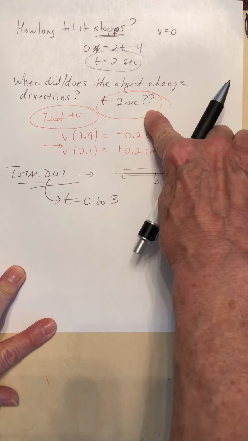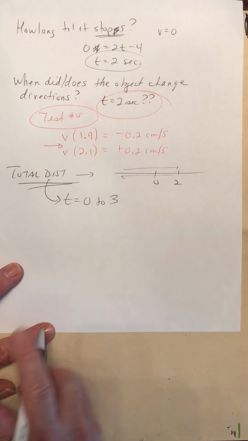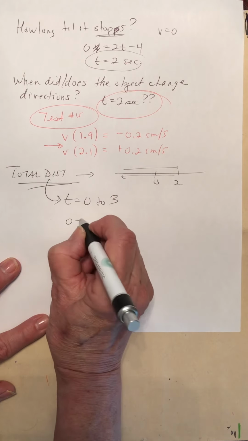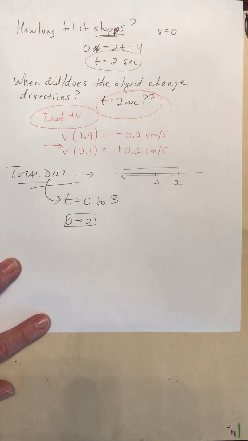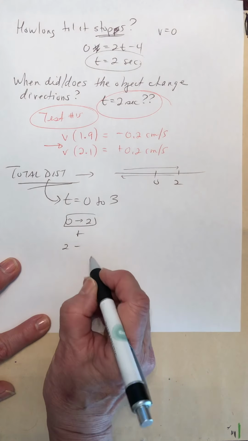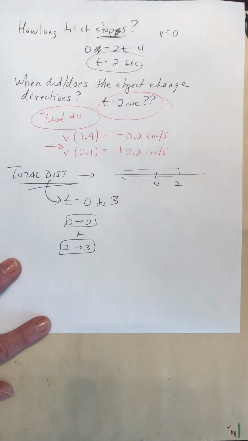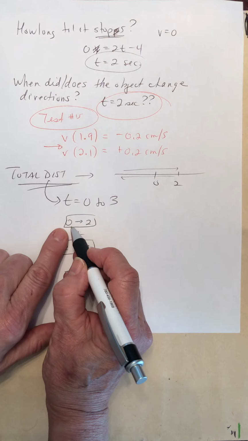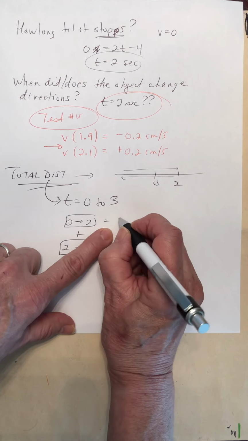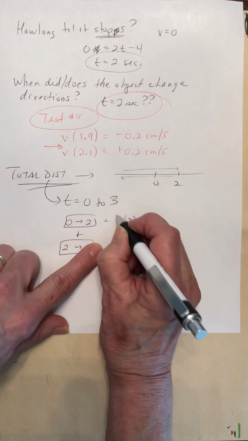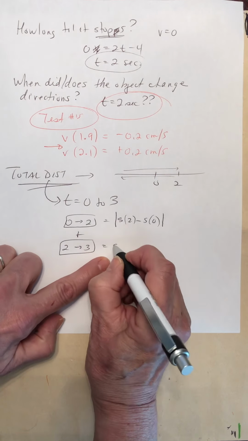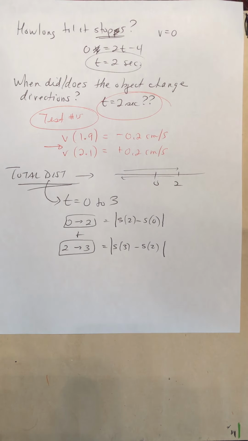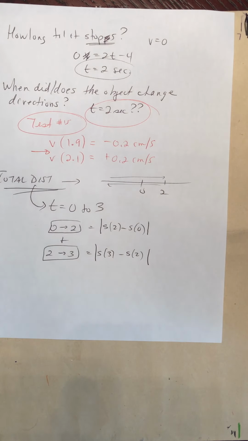Well, I've done some preliminary work. I know I stopped at 2 seconds. So I need to break this down. What was the distance that I went from 0 to 2 seconds? I'll make that absolute value. I'll add what distance I went after the stop. So from 0 seconds to 2 seconds, that's my position at 2 minus my position at 0, but I'll absolute value it. What was my position at 3 minus my position at 2, but I'll absolute value it. Because these could be negative values.